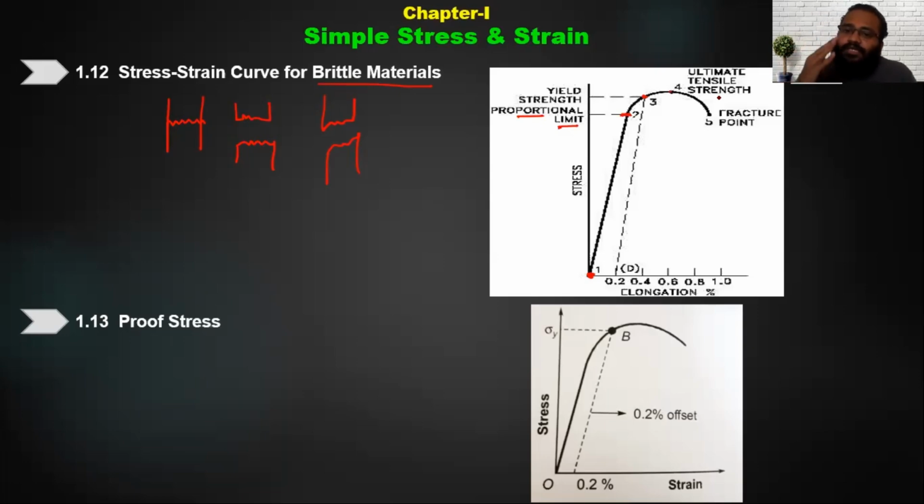The stress value will keep increasing, and after a particular point it reaches the ultimate stress, and after that it will immediately break anywhere on the section. We cannot even figure out where it is going to break. Okay, that is the case with brittle materials. So now let us go for what this dotted line here is. That is nothing but proof stress.